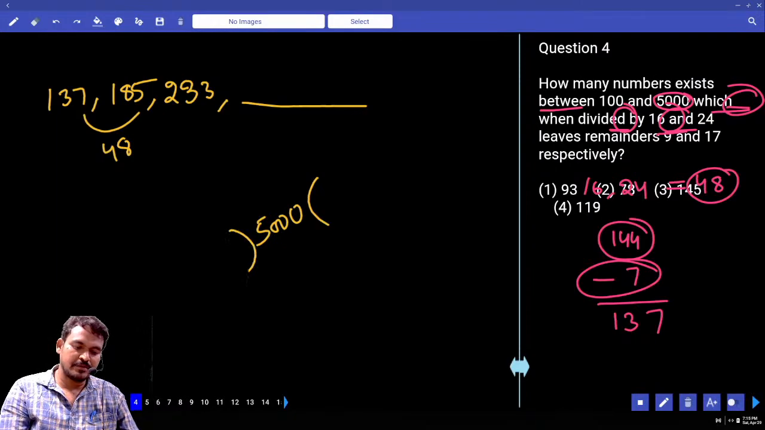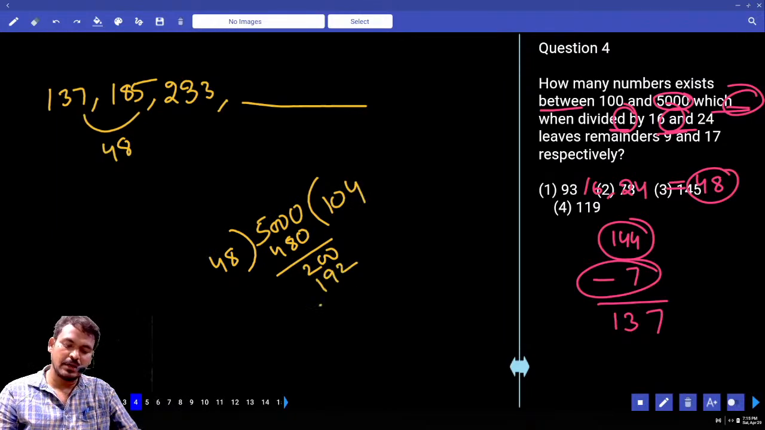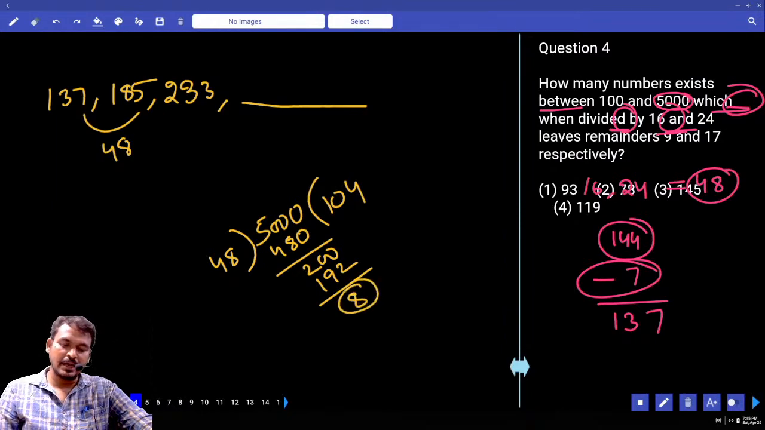$5,000 is divided by which one? 48. One time. What is the remaining? 200. Okay. 48 10 times means we are getting 480. 48 how many times? 4 times. 192. What is the remainder? 8. If you get the remainder 8, how much value is exactly divided?